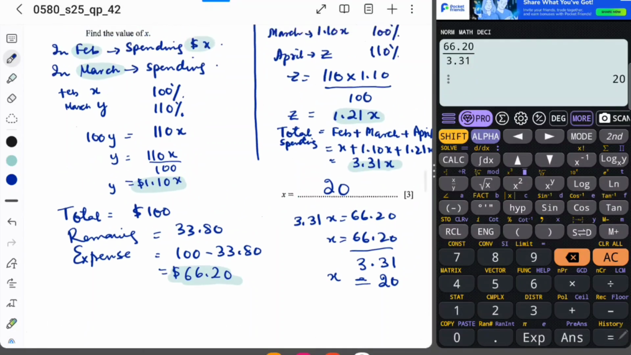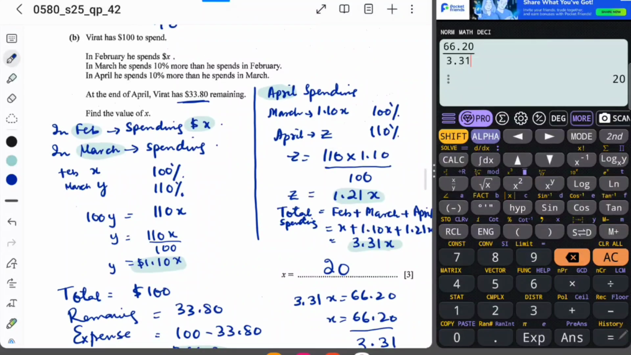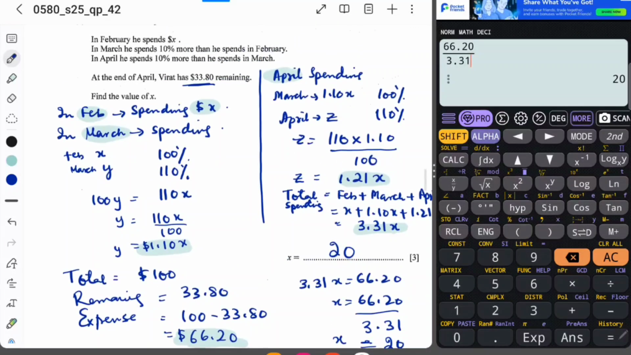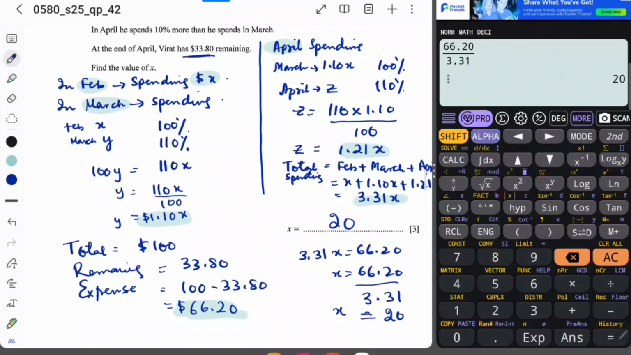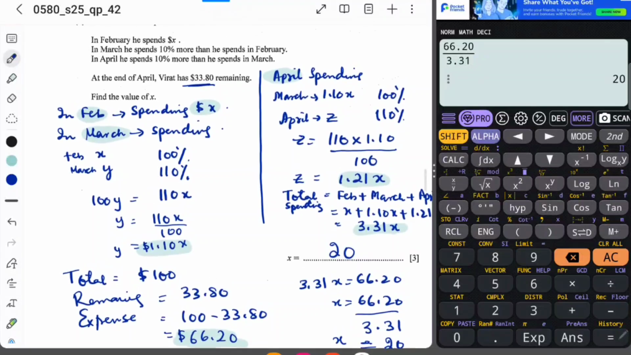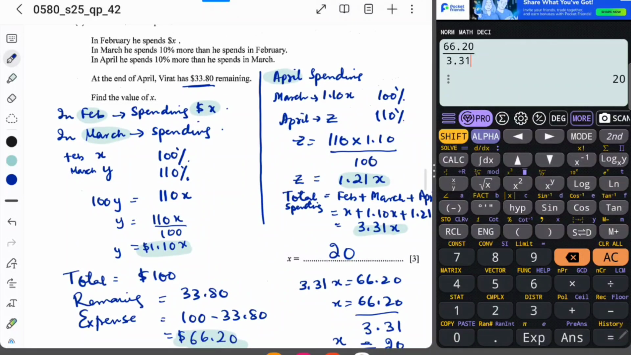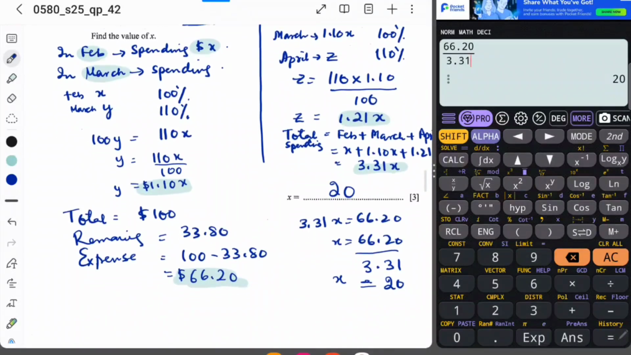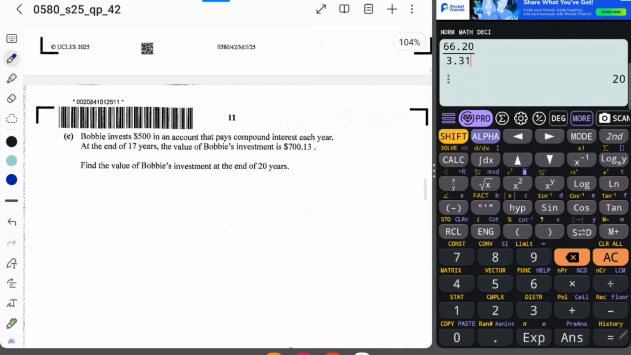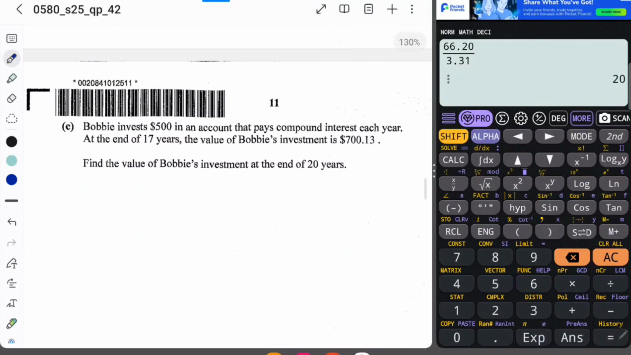So in this question, which is a 3-mark question, I'm explaining again. Virat has a total of 100, remaining 33.8, so we subtract, and 66.20 is the expense. From the beginning we found Feb was x dollars, March was 10% more, 1.10x. This you can easily find out, but in April you will have to work for it. So 10% more than 1.10x is 1.21x. Add all of them to get 3.31x, which is the expense, equals 66.20, then calculate and find your answer.